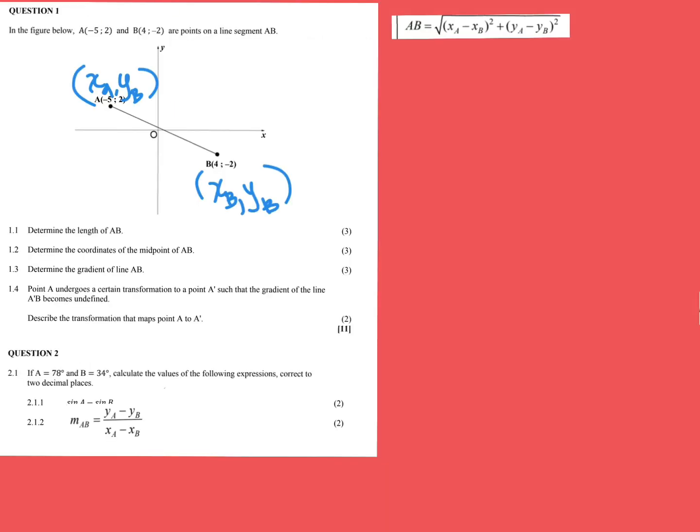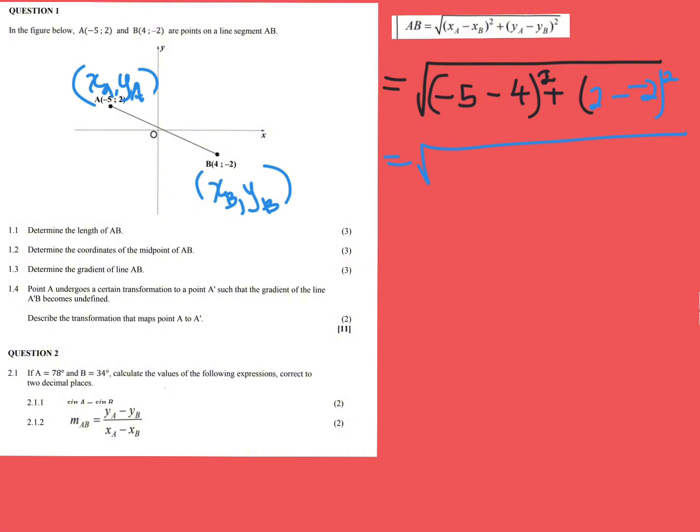So let's substitute now. We will have the square root of xa, x is negative 5, minus xb is 4, squared, plus ya is 2 minus yb is negative 2, squared. Okay, now let's simplify this.